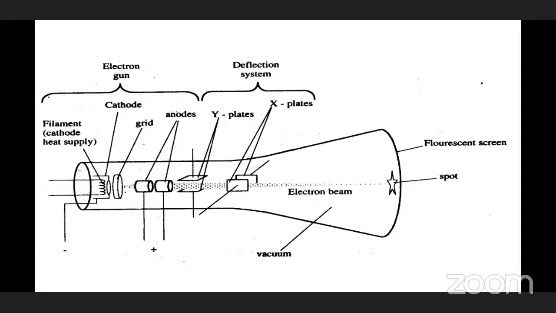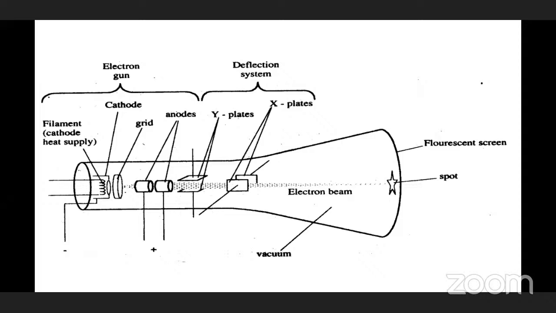The other plate is connected to the input signal, or the triggering signal of the CRO, which is the Y plate. Then the electron beam passes through the deflection plates. The Y plate deflects the electrons up and down, and the X plate moves the beam of electrons left or right on the screen.